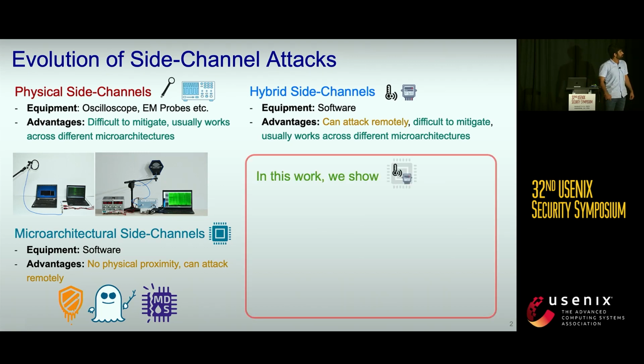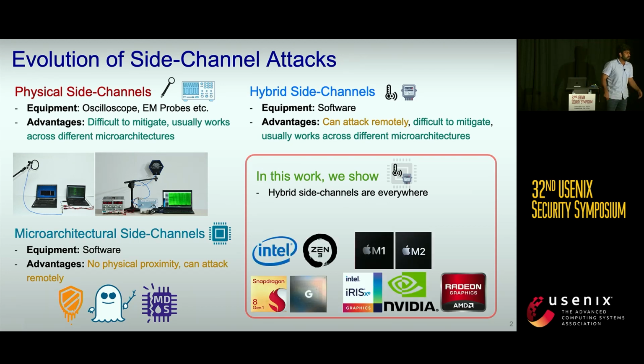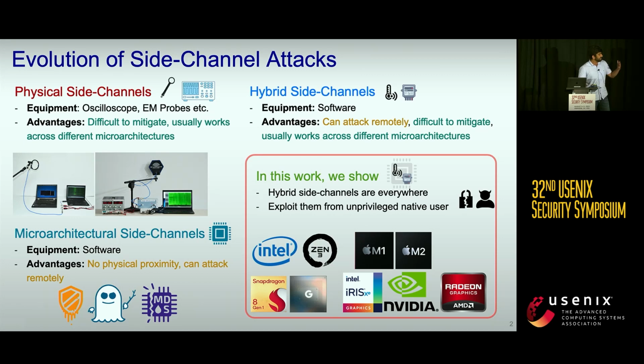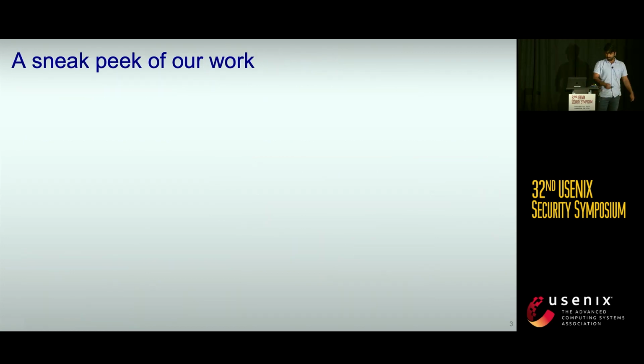In this work, we show that hybrid side channel attacks are present everywhere. They're present on desktops, they're present on laptops, they're present on mobile phones, and even on GPUs. We exploit the leakage from hybrid side channels via unprivileged native users and even from browsers such as Chrome and Safari. So here's a sneak peek of our work.